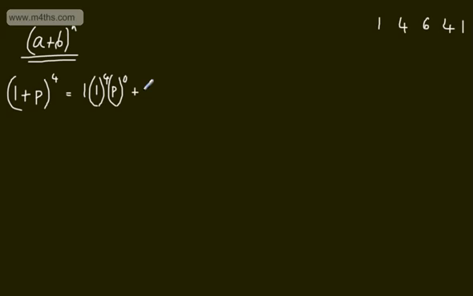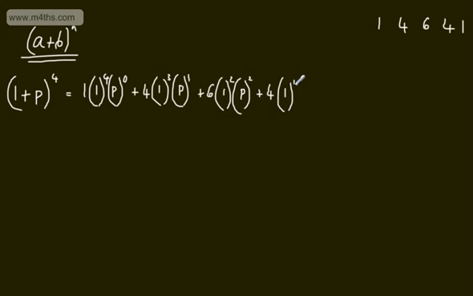Let's now go for the next one. The coefficient is going to be 4. We'll have 1 to the power of 3, and then p to the power of 1. The next one will be 6. We'll have 1 to the power of 2, and p to the power of 2. Then we'll have 4, 1 to the power of 1, and p to the power of 3. Finally, we will have 1, then 1 to the power of 0, and p to the power of 4.